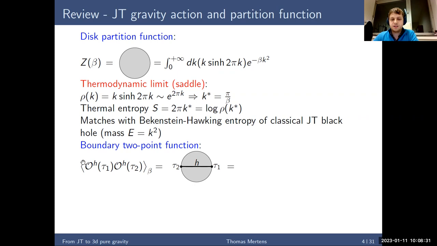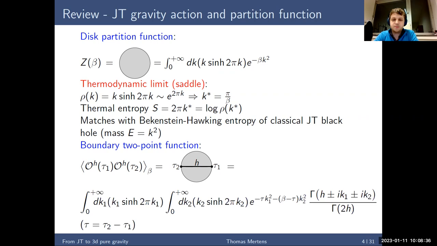So it's an integral over two of these momentum variables, k1 and k2. Both of these integrals have this same k sinh 2 pi k measure. There are these Boltzmann factors again, where tau is the difference in Euclidean time between these two boundary insertions, and beta minus tau is then the complement. And then you have these gamma functions that complicate things and that link these integrals together into something non-trivial.